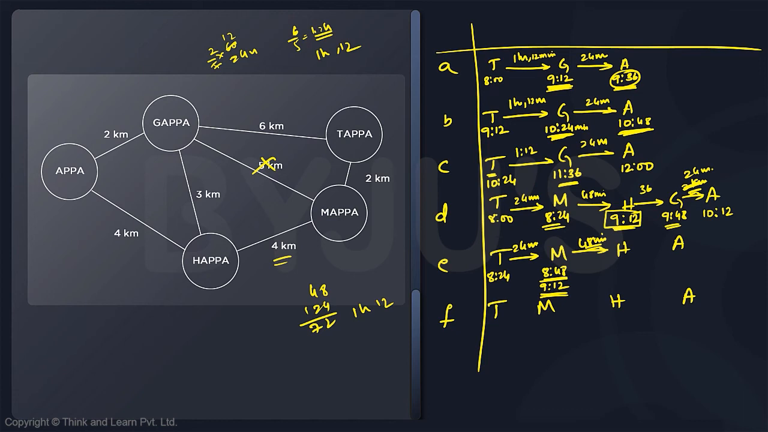Now he will take 48 minutes. So he will reach at 10. Now he's going to take the HA route. As of now, on the HA route nobody is traveling. So it's straight away 48 minutes. So he will reach at 10:48.